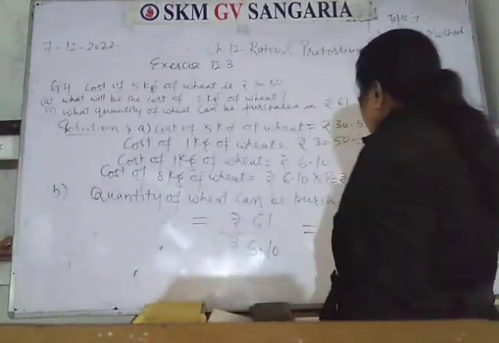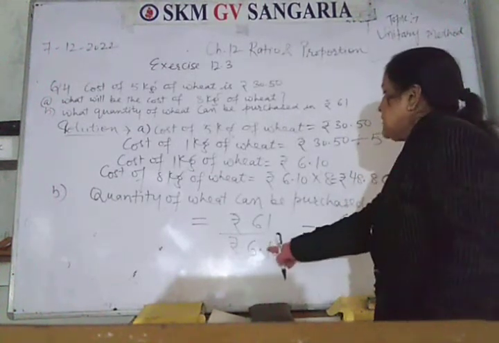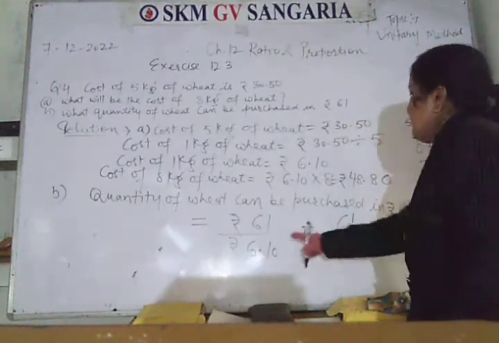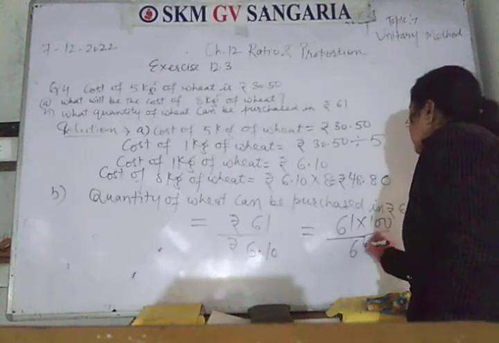So it is 61 divided by 6.10. In place of the decimal we will get 100 in the numerator, and you are left with this.